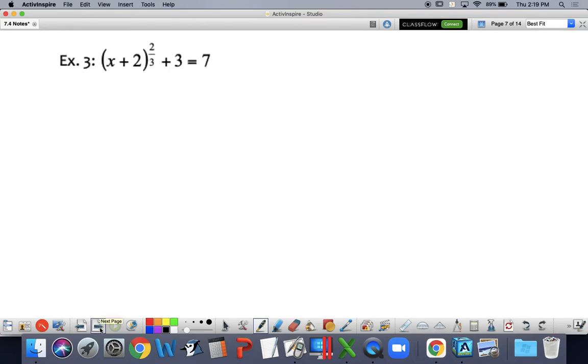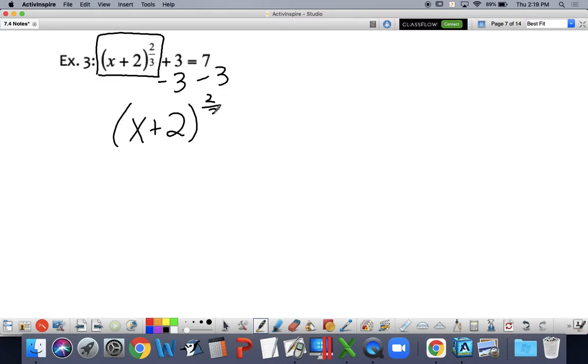All right, next example, right? All these examples are going to look slightly different as we go through. This part here is the radical. So what do I need to do first? Isolate it. Subtract the 3. X plus 2 to the 2/3 power equals 4.